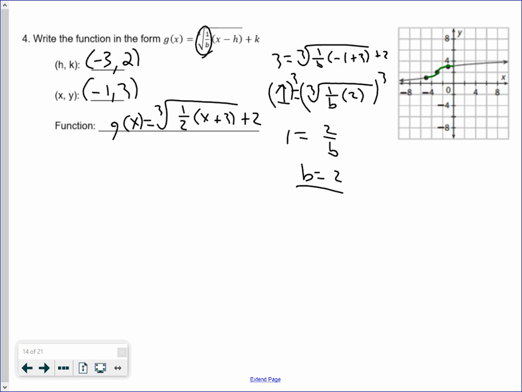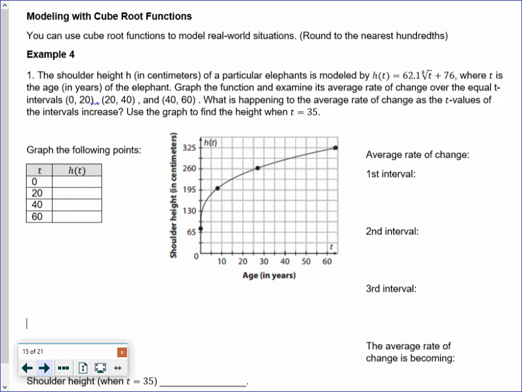All right, so let's go on to the next part of the video, modeling with cube root functions. So we can use cube root functions to model real-world situations, and what we're going to be doing here is rounding to the nearest 100. I think I'm going to be rounding to the nearest 10th. It really doesn't matter all too much.